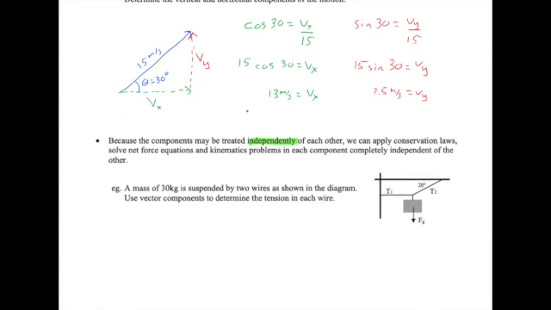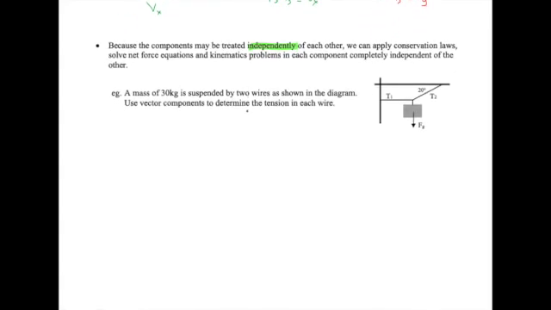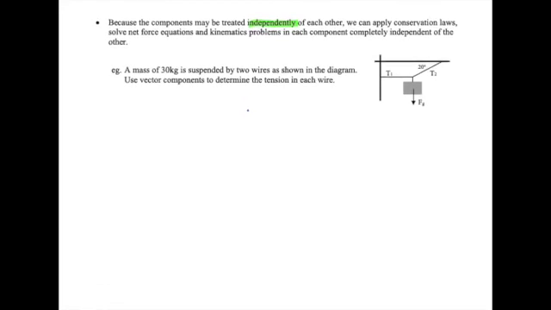So looking at an example here, we have one of those hanging weight questions or hanging mass questions. We've done those before. So for this one here, we have a mass of 30 kilograms suspended by two wires. Now what's different about this one here is if I do the vector triangle, I'm not going to get a right angle triangle, which is going to make this one more difficult to solve.